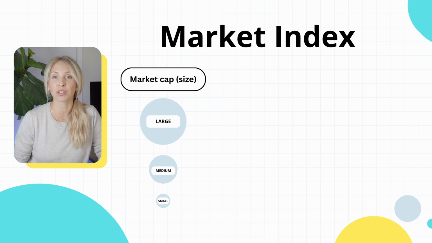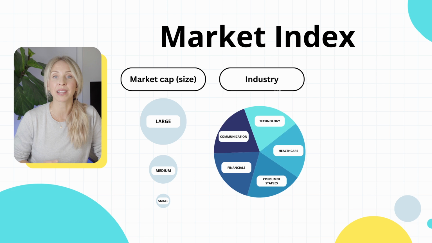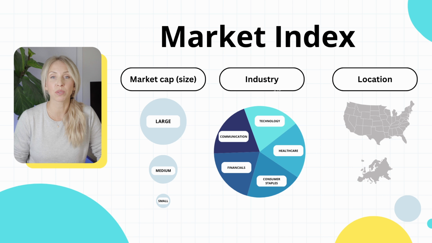Market indexes can be defined in different ways, and here are some of the most popular ones. Market cap. This refers to the size of the company and is usually large, medium, or small. They can be grouped by specific industry like finance or healthcare or technology. They can also be grouped by location, which would include companies from specific regions or countries.